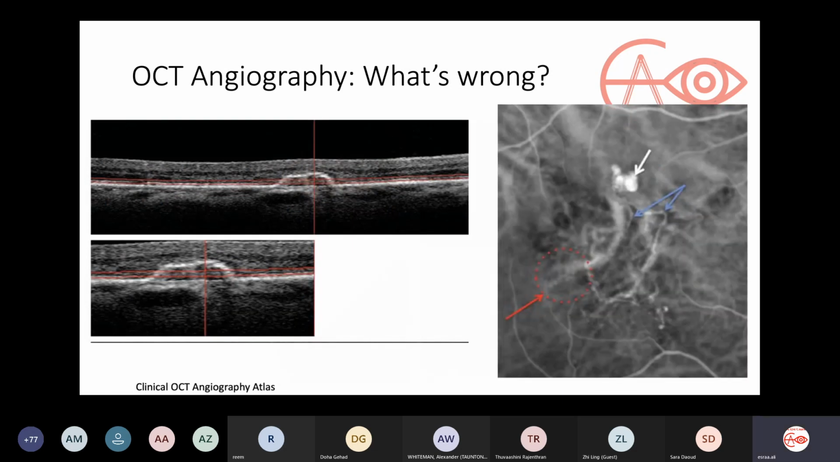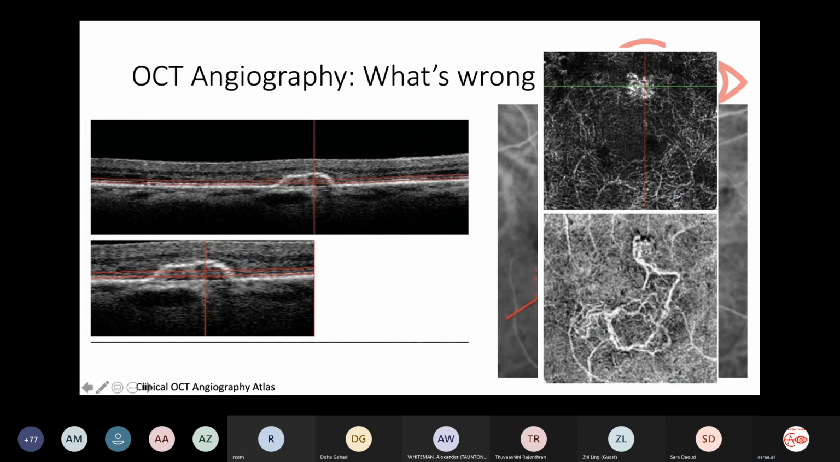This is another patient with wet macular degeneration. It's actually polypoidal choroidal vasculopathy, and you can appreciate the polyp over here. And then you can see it very well with the OCT angiography.